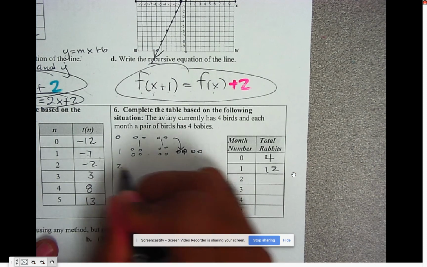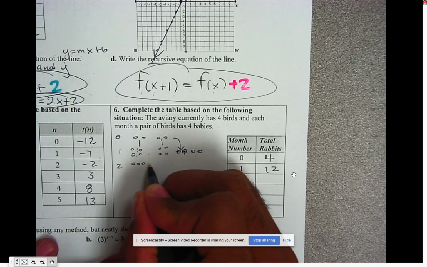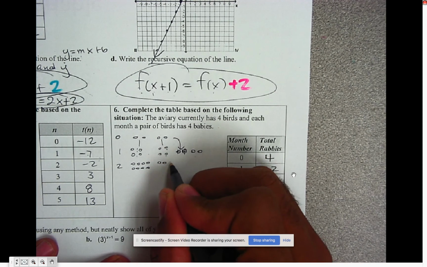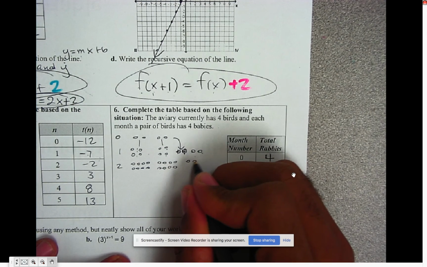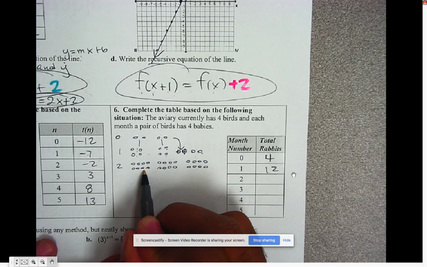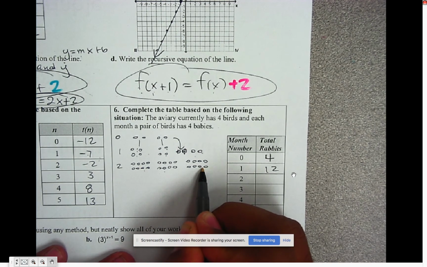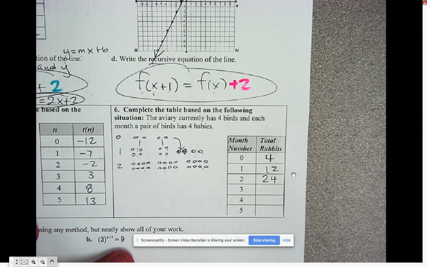Okay, now I'm going to do it one more time. These two pairs are both going to have 4, so they're going to produce 8. These two pairs will also produce 4 each, so I'll draw another 8. And then these 4, again, will produce another 8. Okay, so that's 8, that's 8, that's 8. 3 times 8, 24. So now I want to take a look at the pattern.